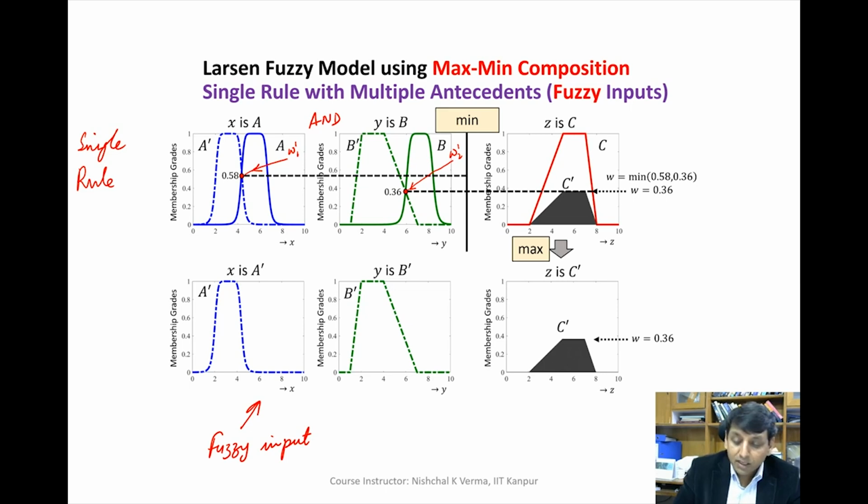Then we take the min of these two weights. As I have already mentioned, we call these either weights or the firing strength of the rule. So W here is the final firing strength of the rule, which is called the rule weight, or firing strength of the rule.